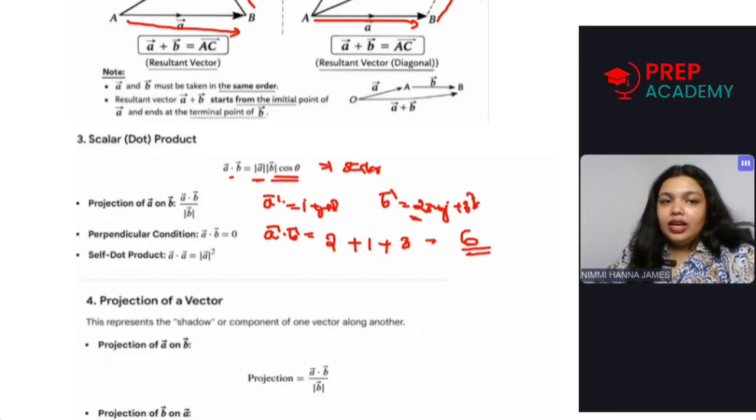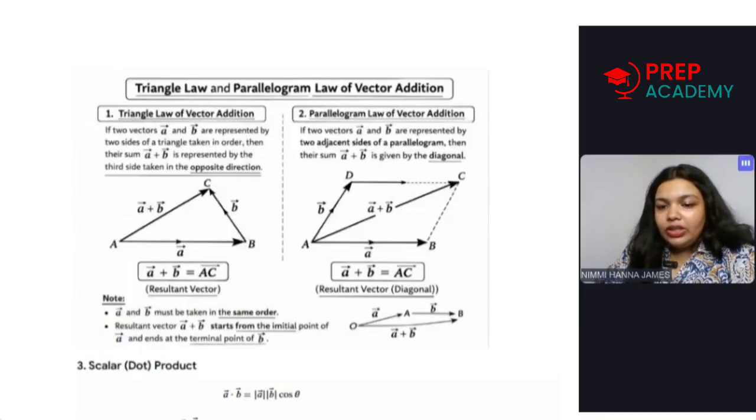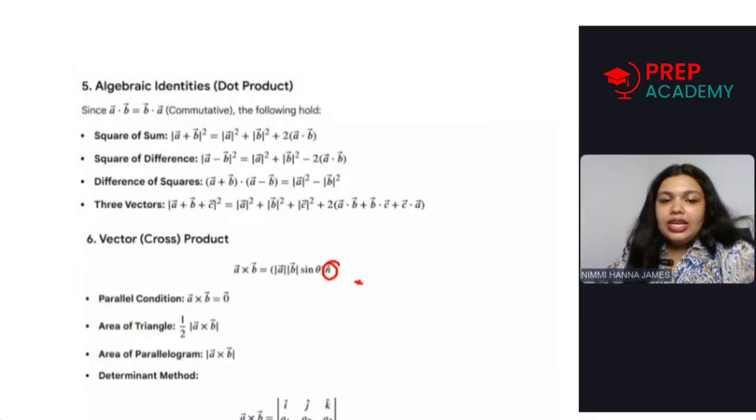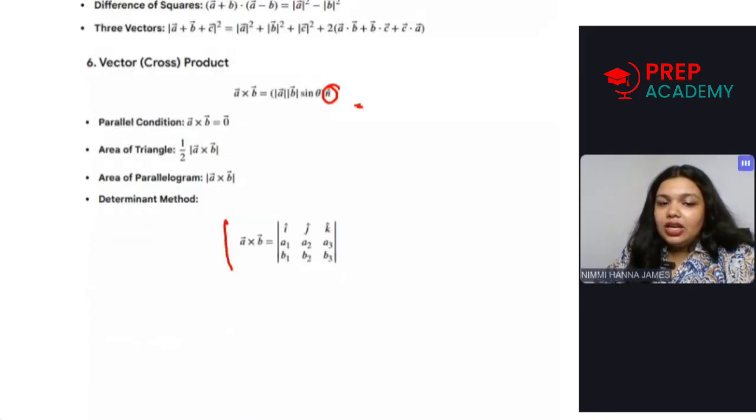So when we applied the dot product to two vectors, we got the answer as a number. But now in the case of a vector product, these are the two. This is how we find the vector using the determinant method. We can use this method or the determinant method.